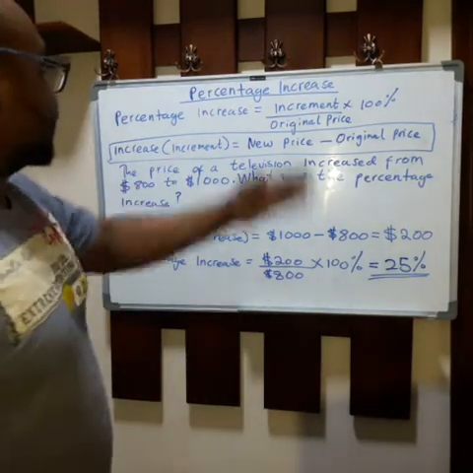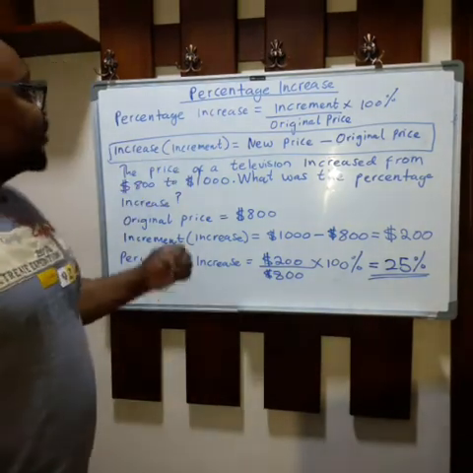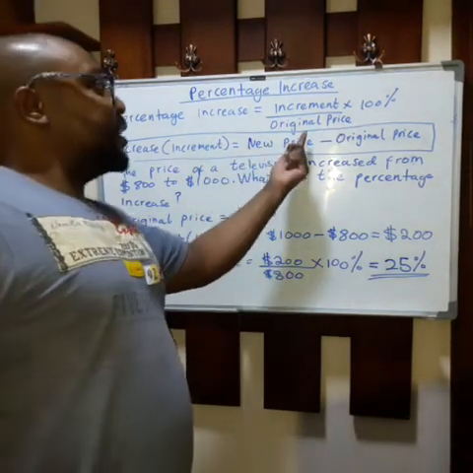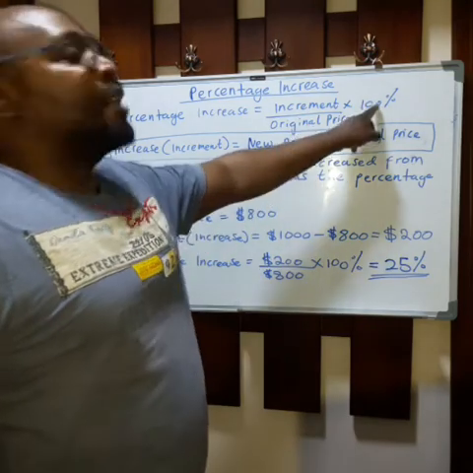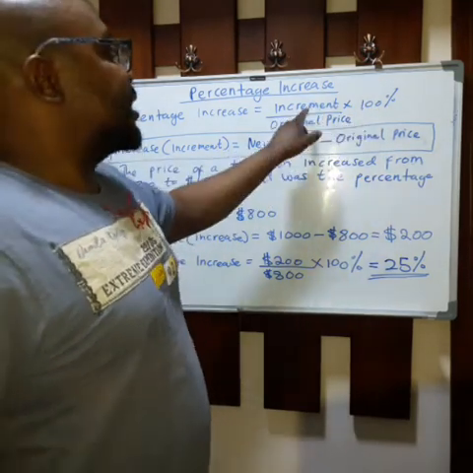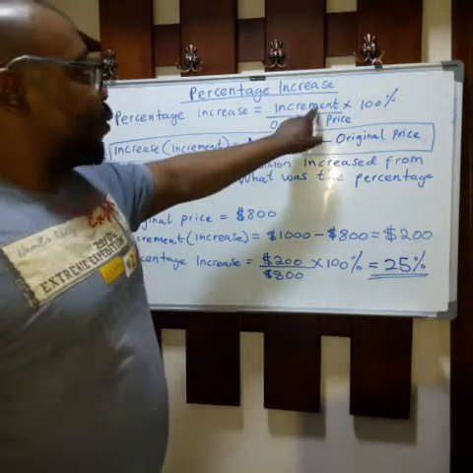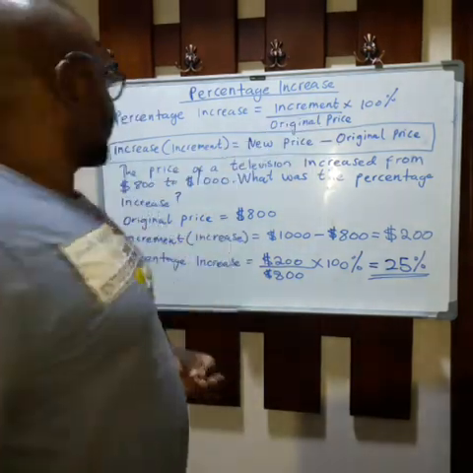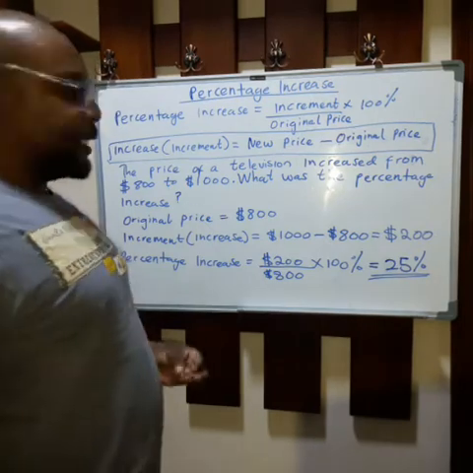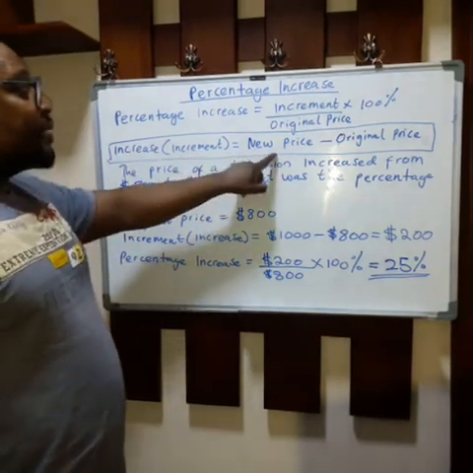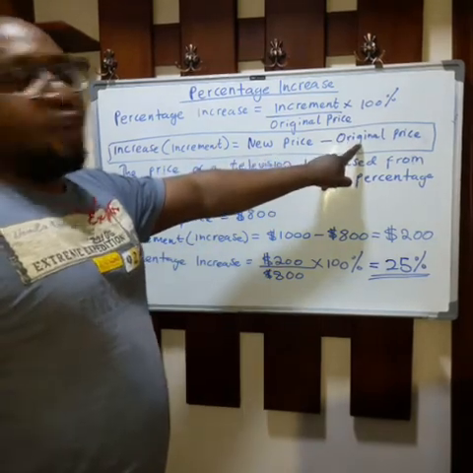Okay, so percentage increase is equal to increment divided by original price times 100. Another name for increment is increase. So how do we know the increase? The increase or increment is new price minus original price.